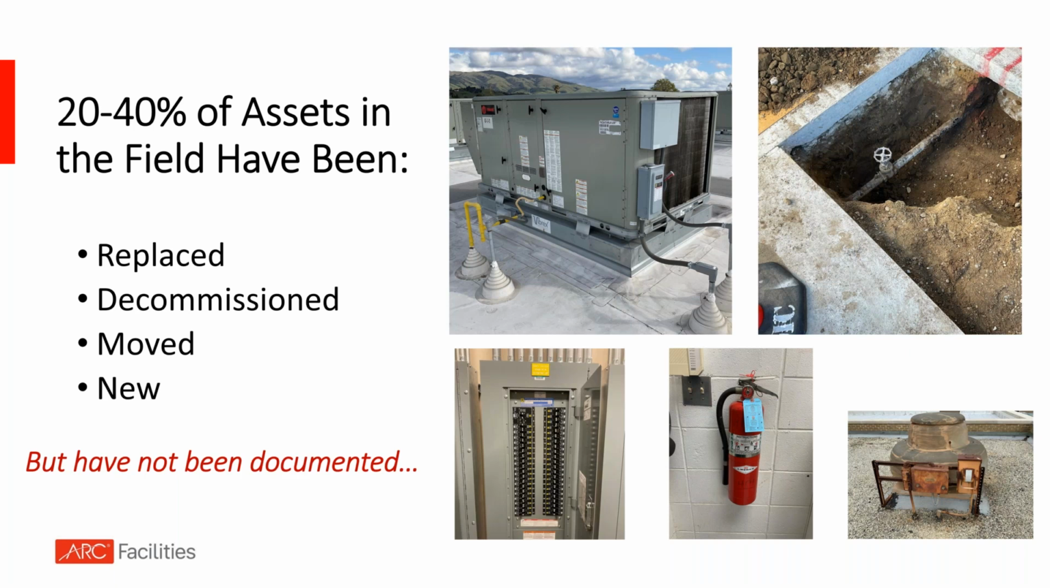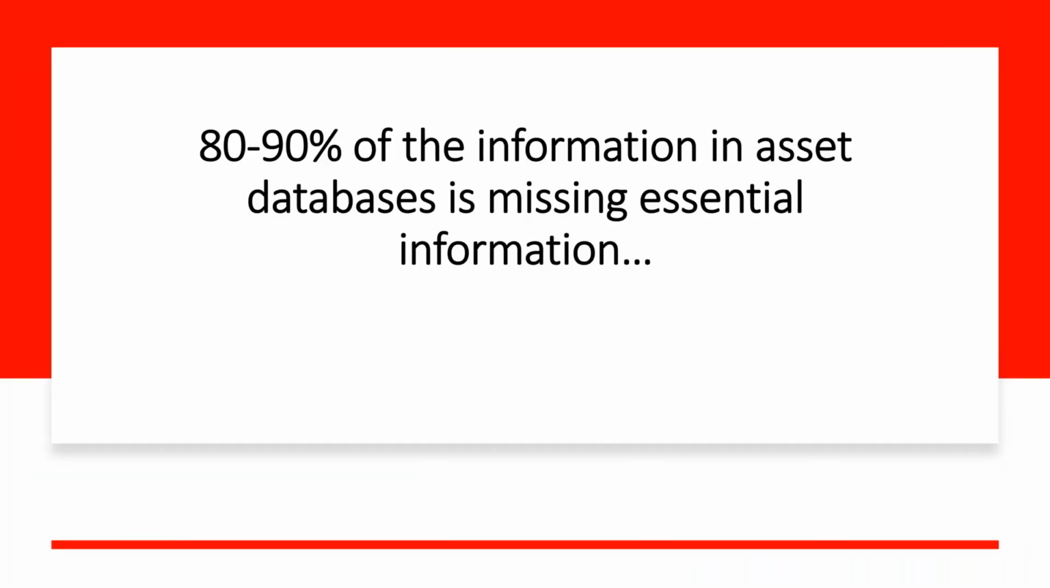Why aren't they on top of it? They don't have time, or there's not an internal SOP that says if you do this, you have to update it, or they just get behind. But again, it comes down to time. But 80 to 90% of information in the database is still missing stuff. You may have the vast majority of your equipment in there, but ask yourself, is it missing the serial number, model number? Is it missing location? Where is it? 80 to 90% of your database has a hole in it, all right?